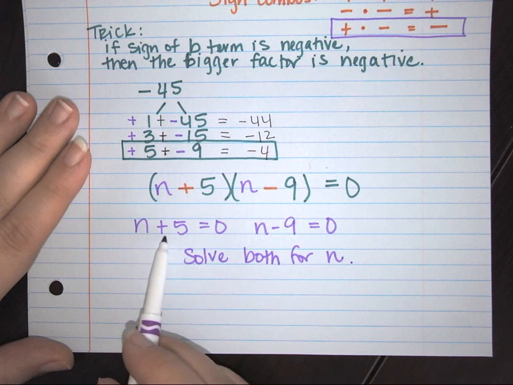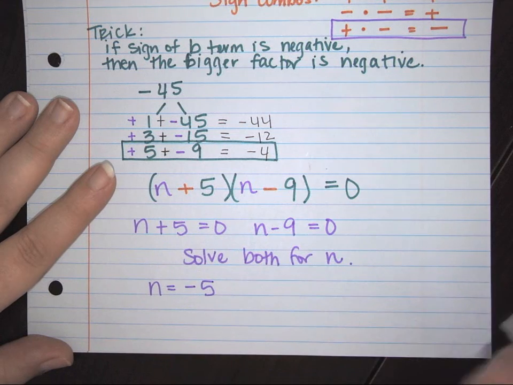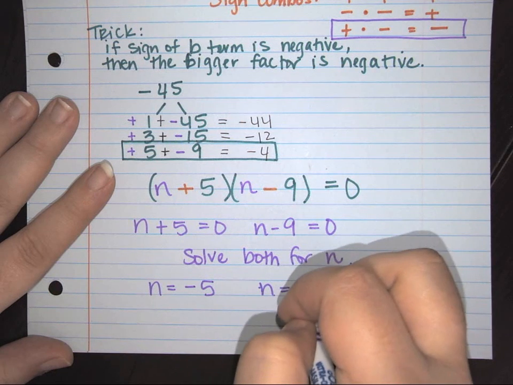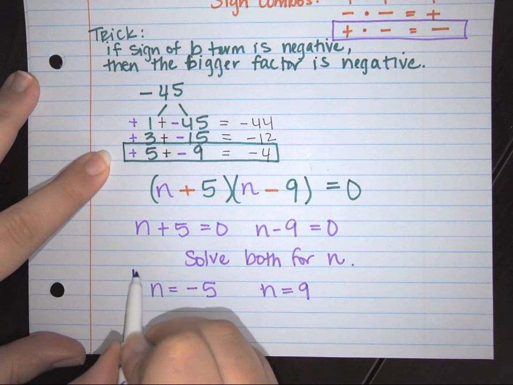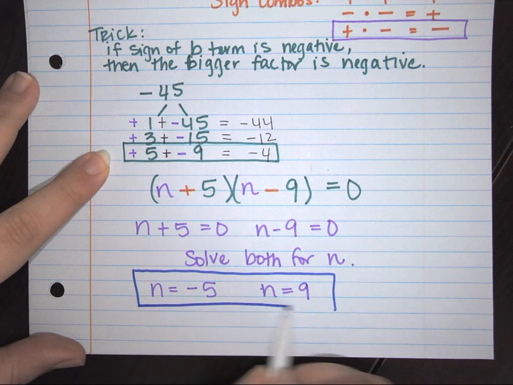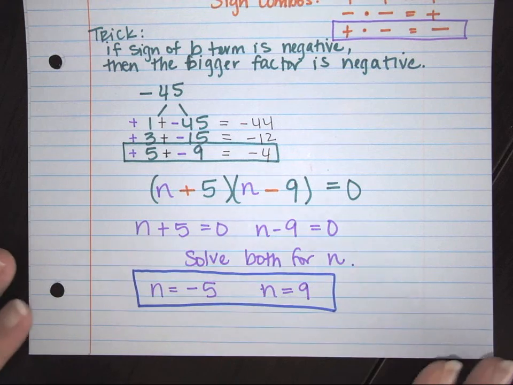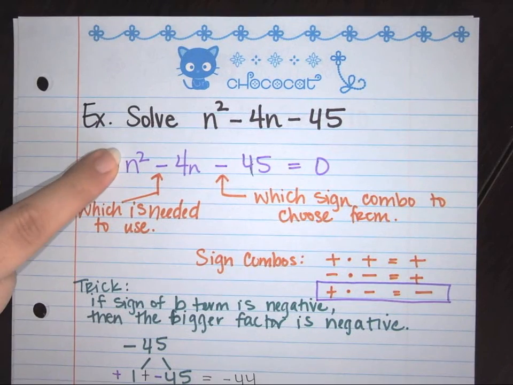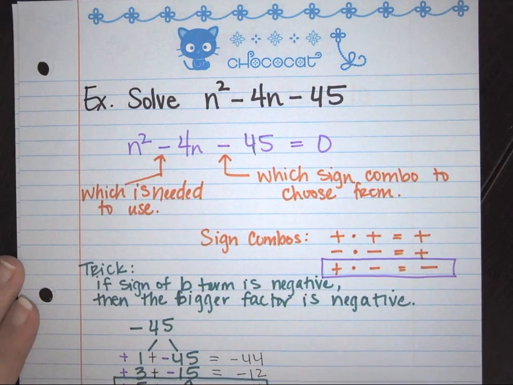So in this first one, I need to subtract 5 from both sides. So you end up having that n is negative 5. And then you have to add 9 to both sides. So then you have n is 9. And therefore, you have solved your problem. And so these were the solutions that we were looking for. N equals negative 5 and n equals 9. And if you were to plug either one of these solutions back into this equation here, you would get that 0 equals 0, which is what we want.